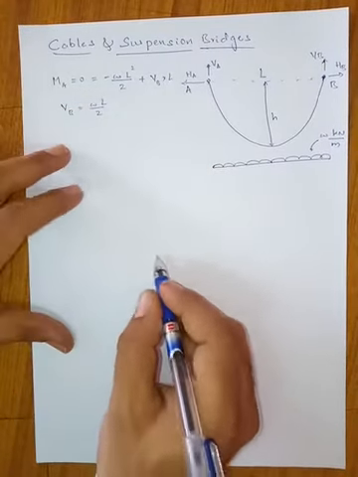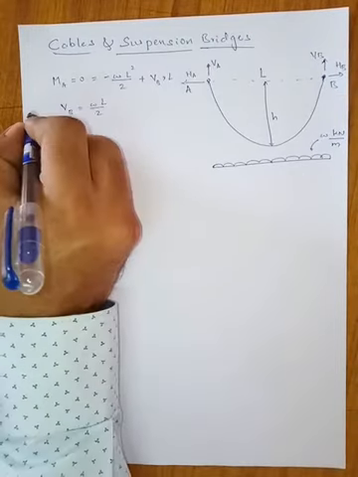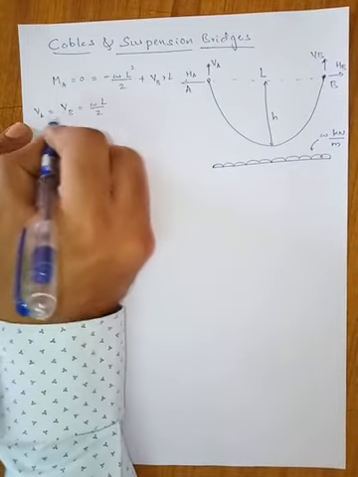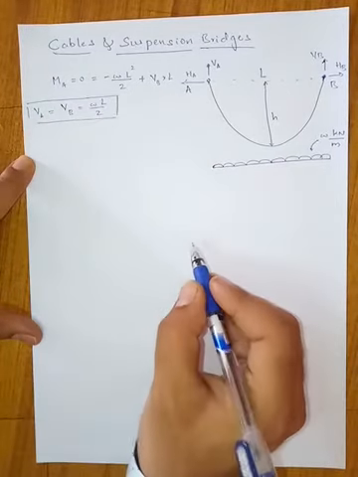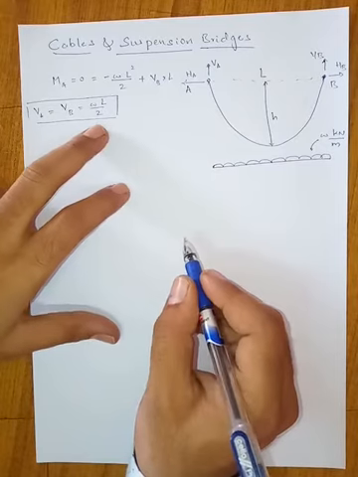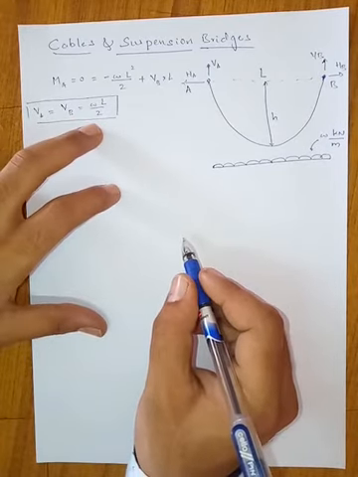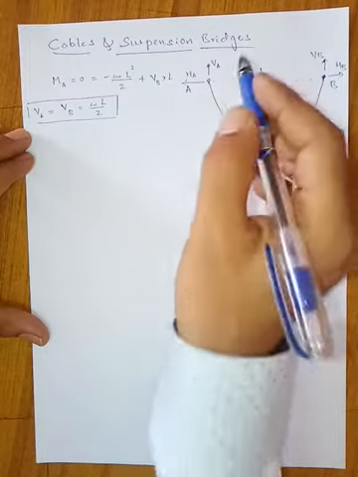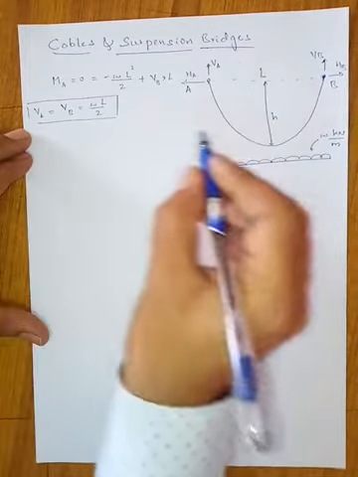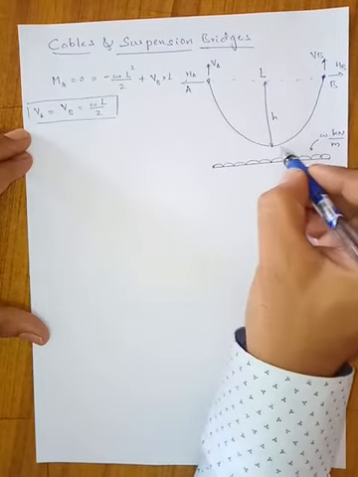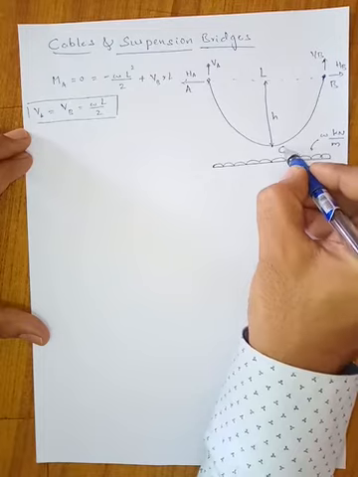Similarly, if I take moment at B, you will get VA, that will also be equal to VB. Here, since VA and VB are both at the same elevation, we will get equal support reactions. VA is equal to VB is equal to WL by 2. Now, the next step is to find the horizontal support reactions. In order to do that, I'll name the bottommost part as, say, C.